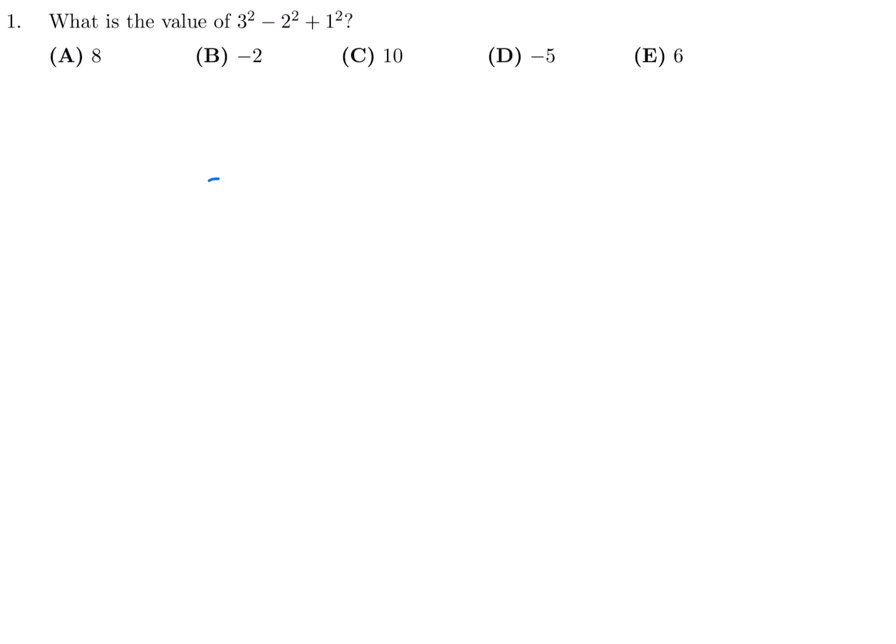What is the value of 3 squared minus 2 squared plus 1 squared? 3 squared is 9, 2 squared is 4, 1 squared is 1. So we got 9 minus 4 plus 1, and that is equal to 6. So number 1, the answer is E.